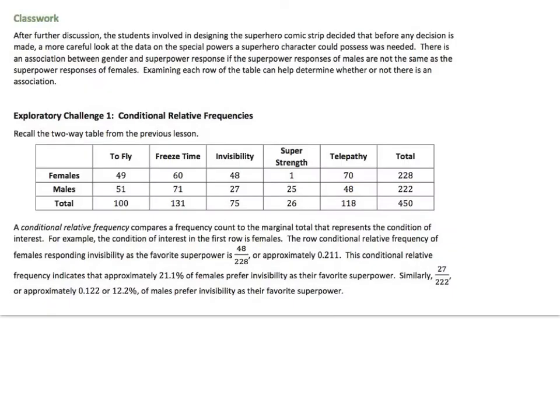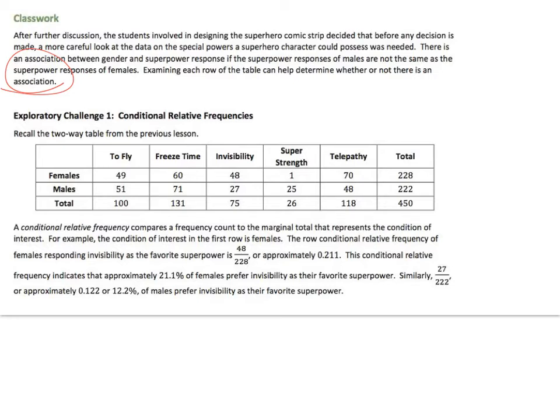First of all, after further discussion, the students involved in designing the superhero comic strip decided that before any decision is made, a more careful look at the data on the special powers a superhero character could possess was needed. There is an association between gender and superpower response if the superpower responses of males are not the same as the superpower responses of females. Examining each row of the table can help determine whether or not there is an association.